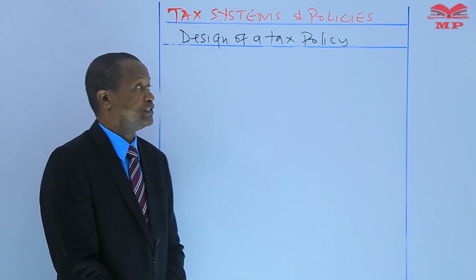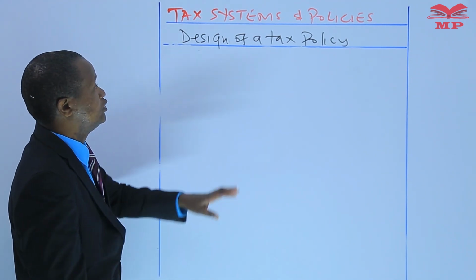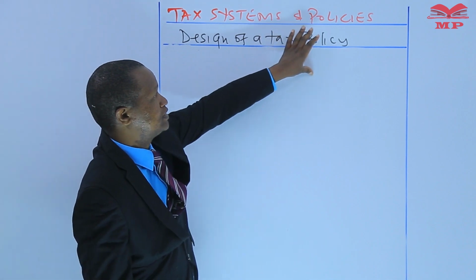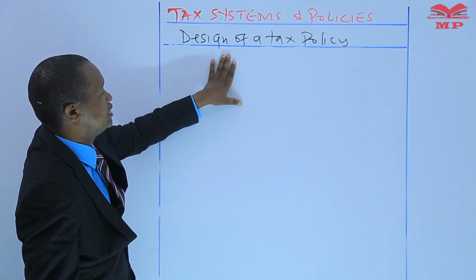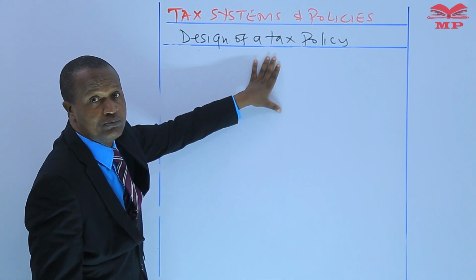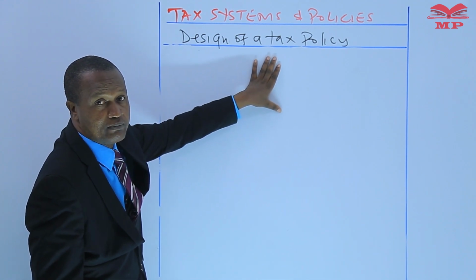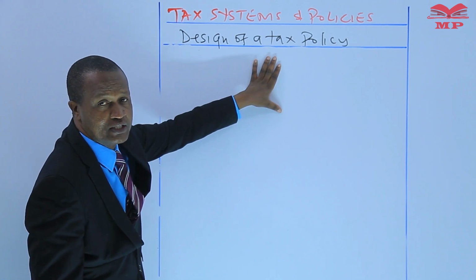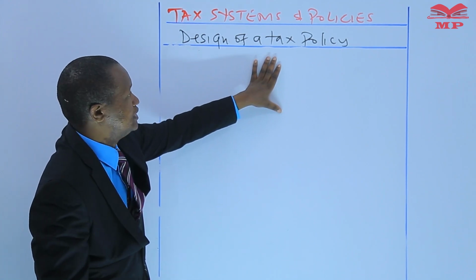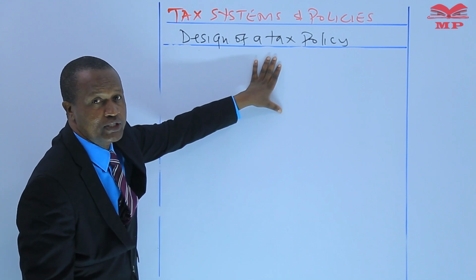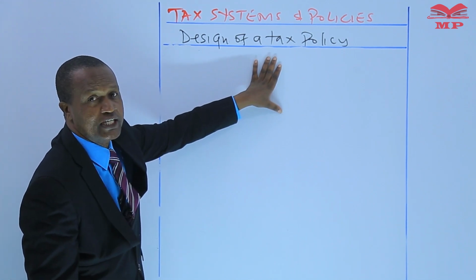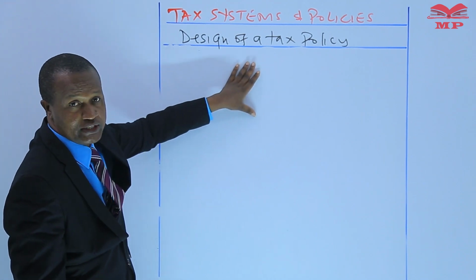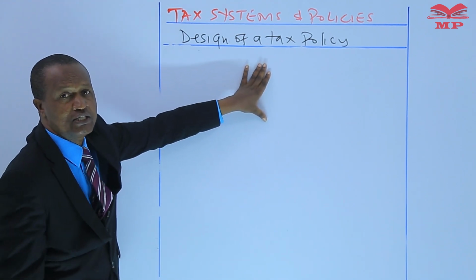The subject is advanced taxation. We continue with the topic tax systems and policies. In today's lesson, we're going to study the design of a tax policy. By the end of the lesson, you should be able to explain the key elements to consider in designing a tax policy. That is our lesson today.